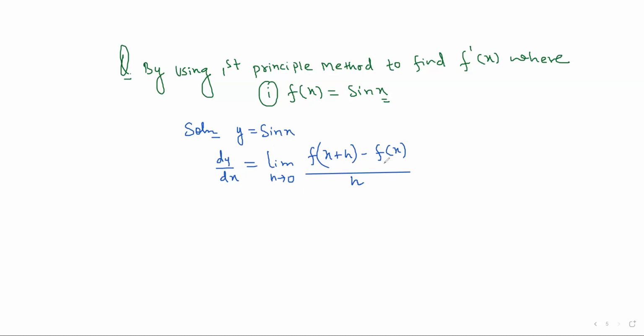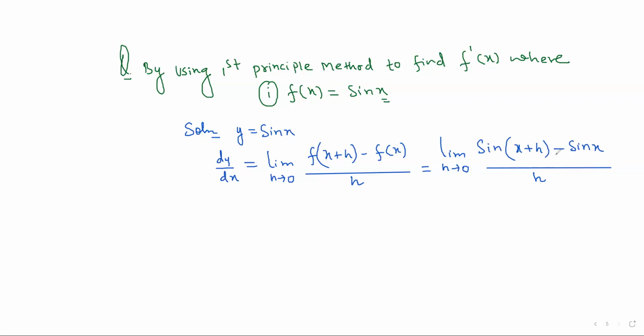Simple beta, f of x plus h minus f of x upon h. Simply use the limit h tending to 0 of sin(x plus h) minus sin x, divided by h. So you have to simply use the sine C minus sine D formula. Beta, what is the formula of sine C minus sine D? Guys, do you know?